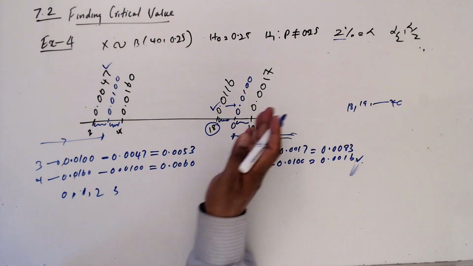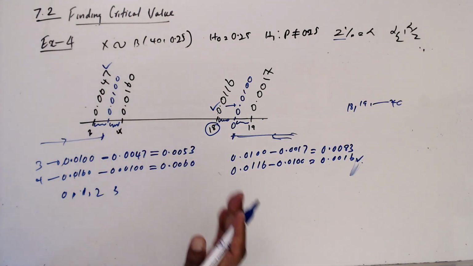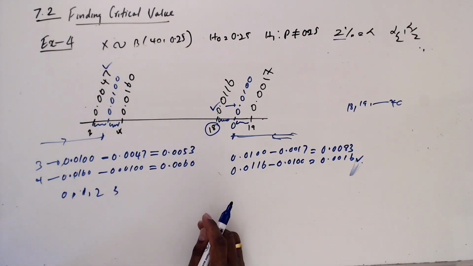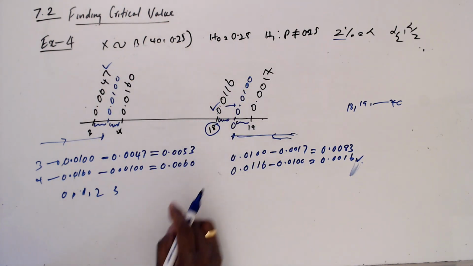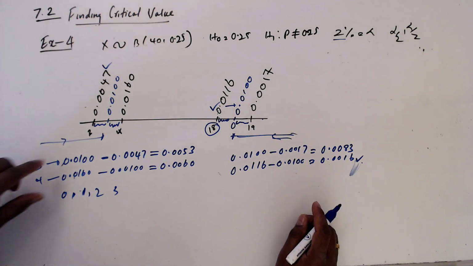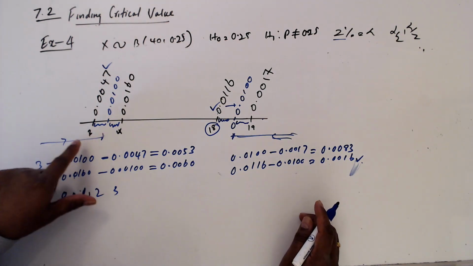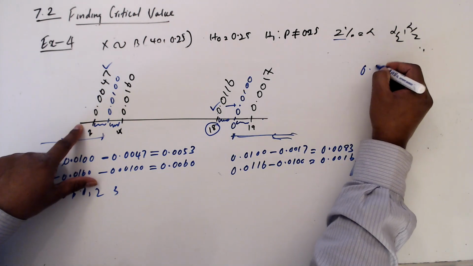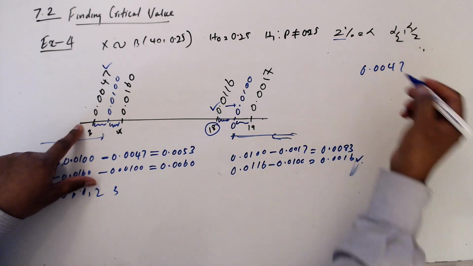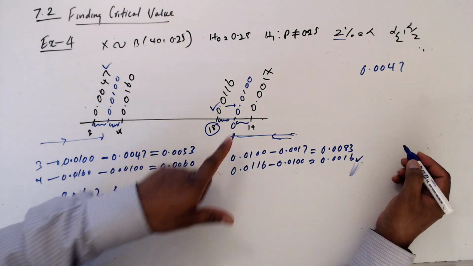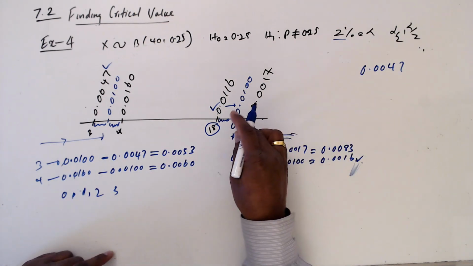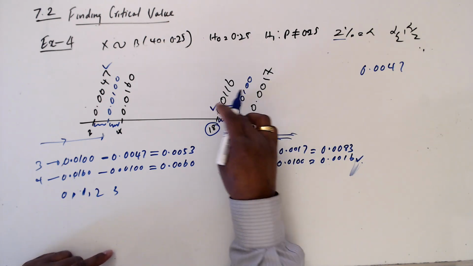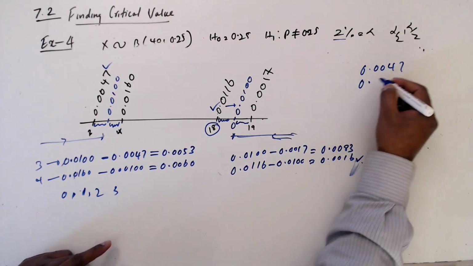We want to select the value much closer to this one, the given significance level. Now, instead of 0.01, we took from the lower level 0.0047, and from here, instead of 0.01, we took the closest one again, that is 0.0116.